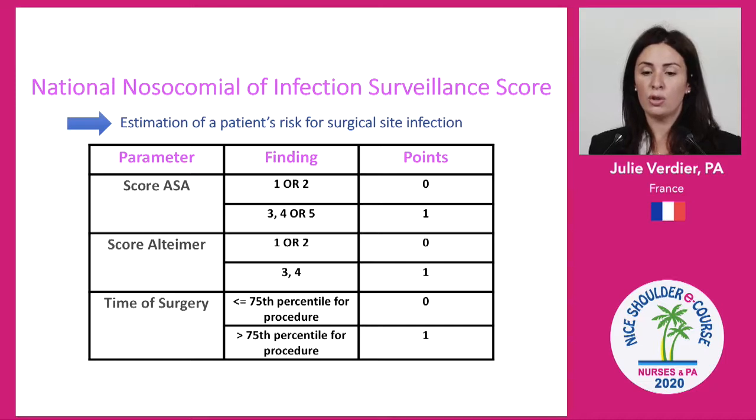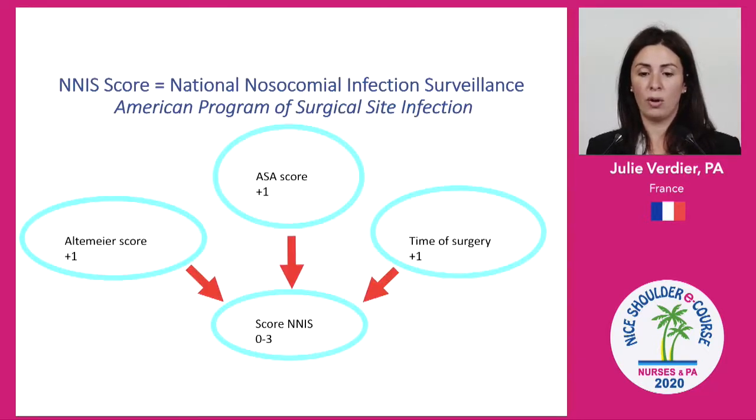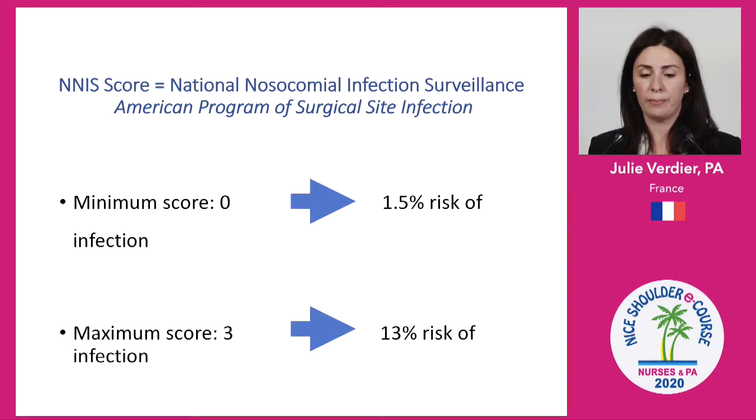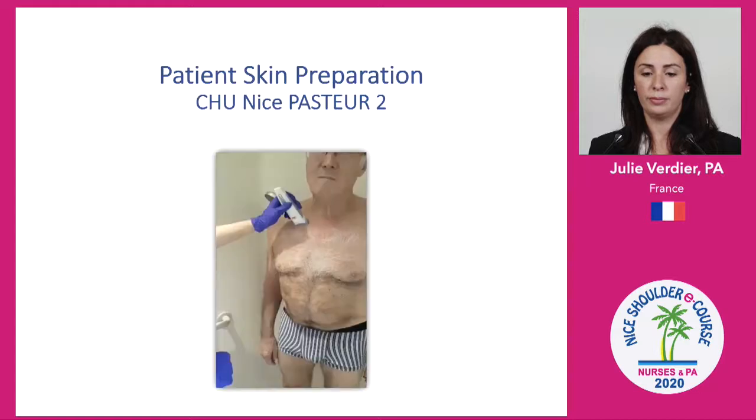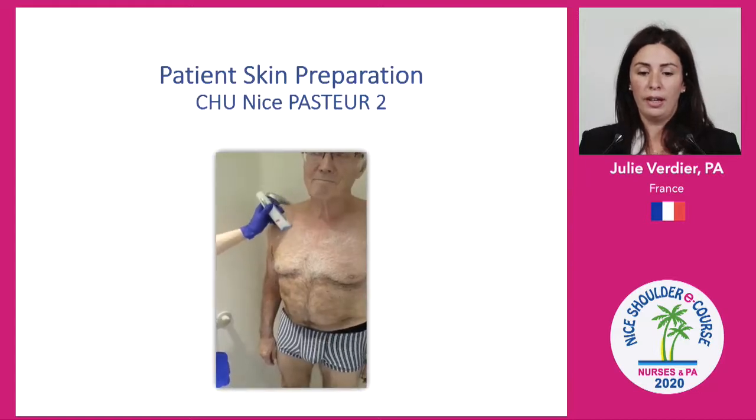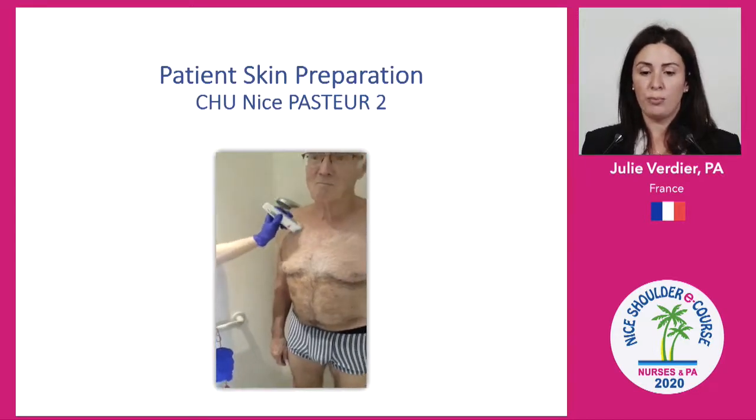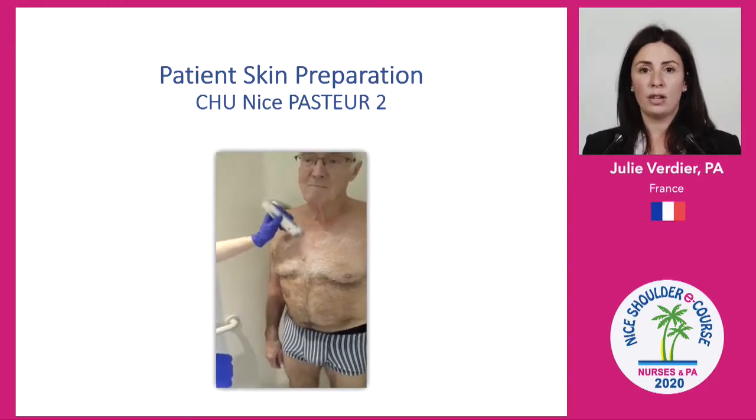This table shows the scoring for the National Nosocomial Infection Surveillance Score based on the different parameters. This score ranges from 0 to 3. The score of 0 corresponds to an infection risk of 1.5% and the score of 3 corresponds to an infection risk near 30%. Here you have an example of patient skin preparation with hair removal at CHU Nice Pasteur 2.